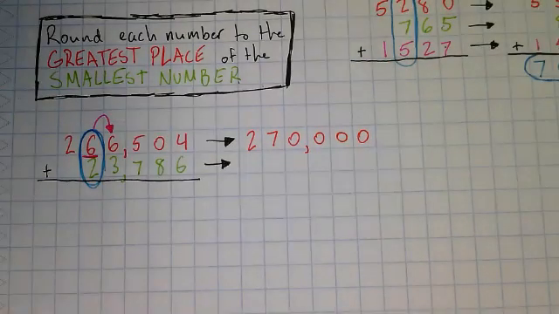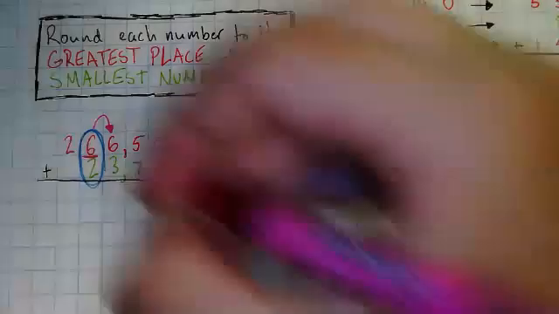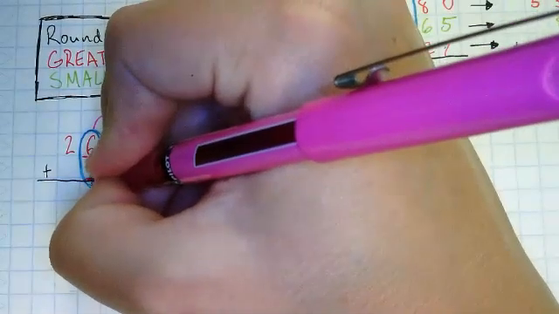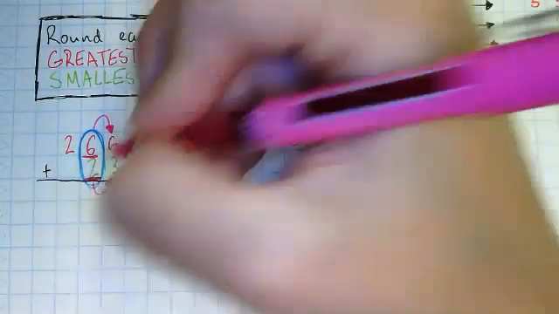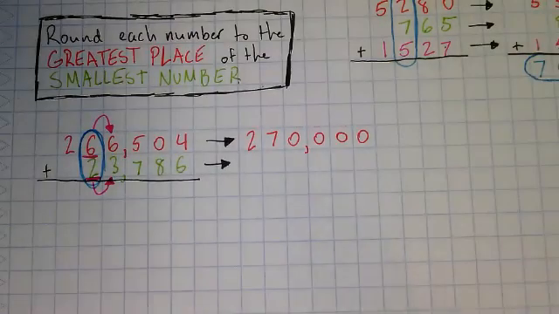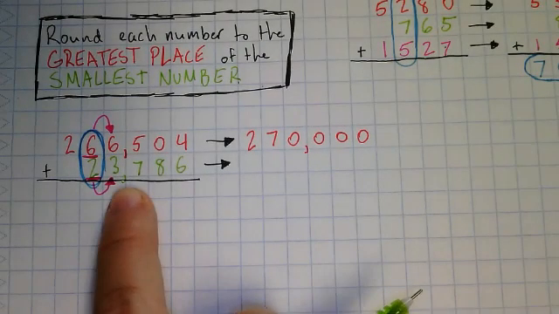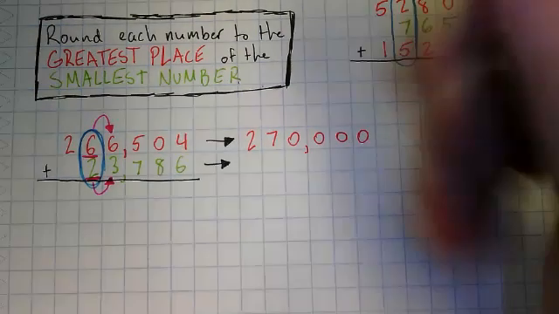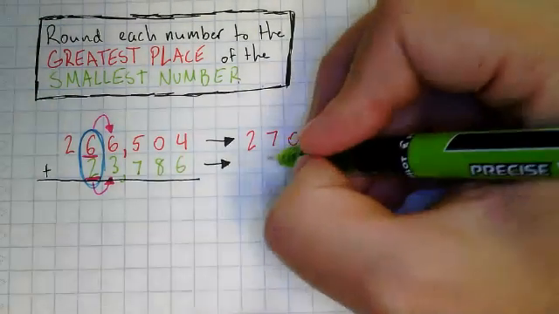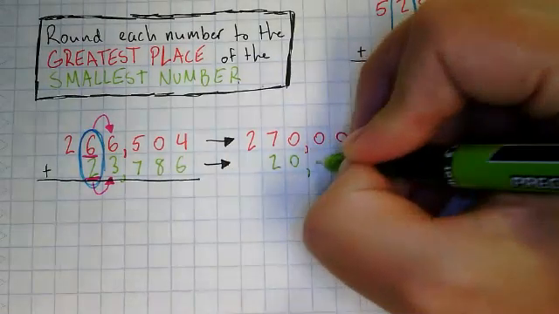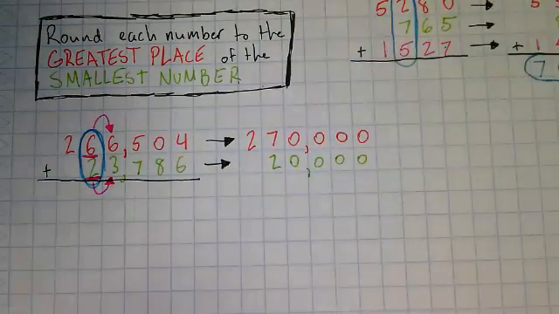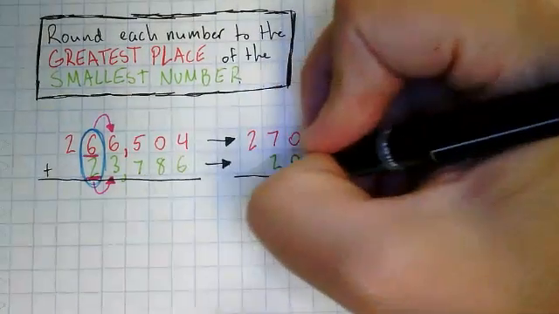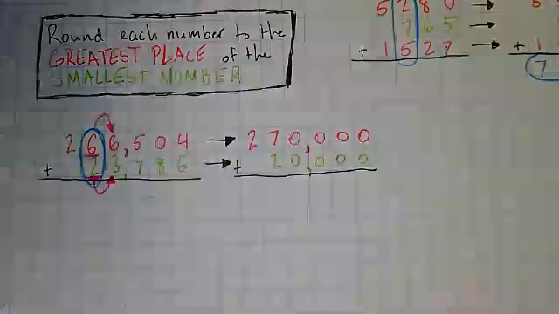And for 23,000, we're rounding again to the nearest 10,000. That's this 2. So we're going to look at the 3 next to it to see is this 2 going to round up to a 3 or stay a 2. And when we do that, we know that 3 is below 4. 4 and down rounds down. So that 2 is going to stay a 2. So we're going to get 20,000. Now all we have to do is add those up.